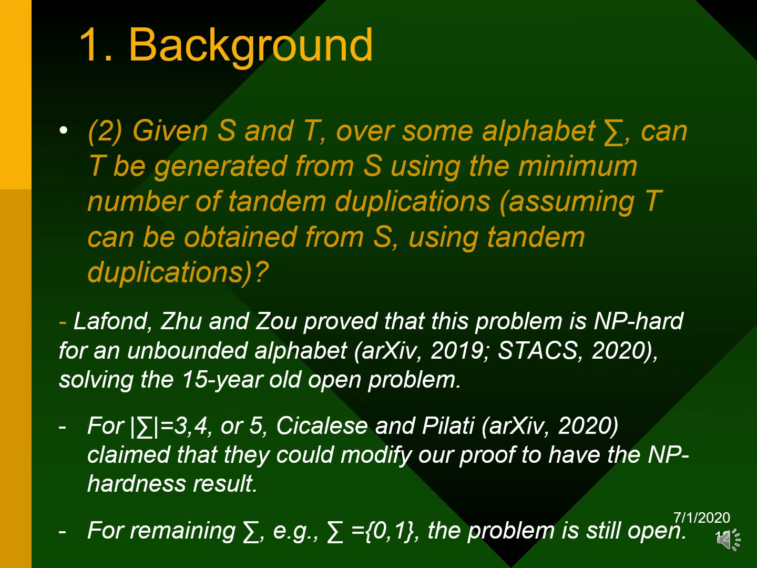So this solves the 15-year-old open problem. And for finite-sized alphabets, Cicalese and Pilati posted about 2 months ago that for sigma of size 3, 4, 5, they claimed that they could modify our proof to have the NP-completeness, NP-hardness result. For the remaining sigmas, for example, when sigma is binary, the problem is still open.